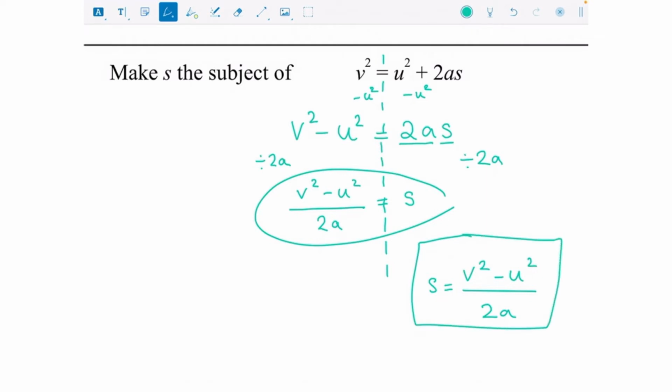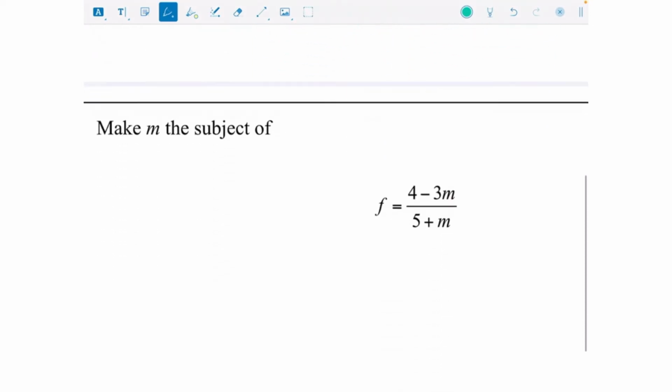S is now the subject of the formula. S is on its own, and it equals everything else on the other side. And we've got no s's on that right-hand side. That's really important. Okay, so a harder version of that would look like this.